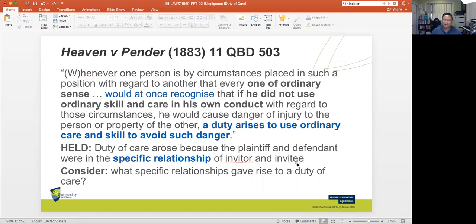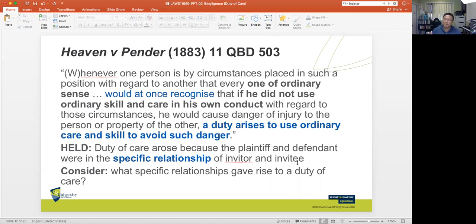So that's one of the questions we need to ask: under what circumstances or under what specific relationships would there be a duty of care? And here, there was a duty of care because there was an inviter and invitee. In other words, going back to that scenario of the swimming pool or the house where a burglar, for example, ate rat poison, the question is, was there a specific relationship of inviter and invitee?